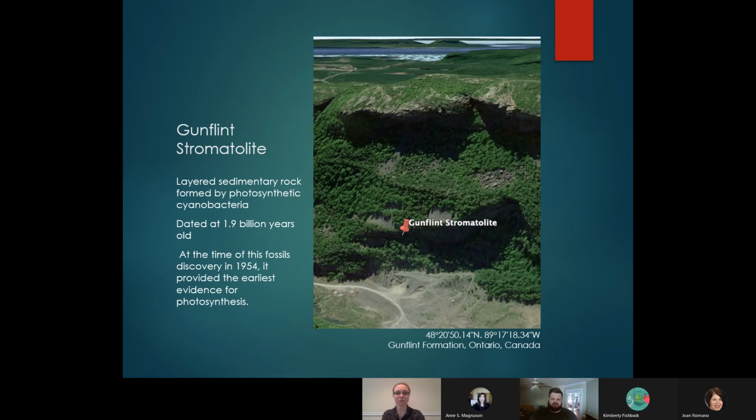But in addition to that, it also secreted a compound that, when it settled to the bottom of the water with these little sediment particles, could combine them into larger rocks. And this particular fossil was dated at 1.9 billion years old. And at the time it was discovered, it was the oldest evidence of photosynthesis that had ever been found. In 1954, that was quite old, 1.9 billion years, but we have found earlier examples since.